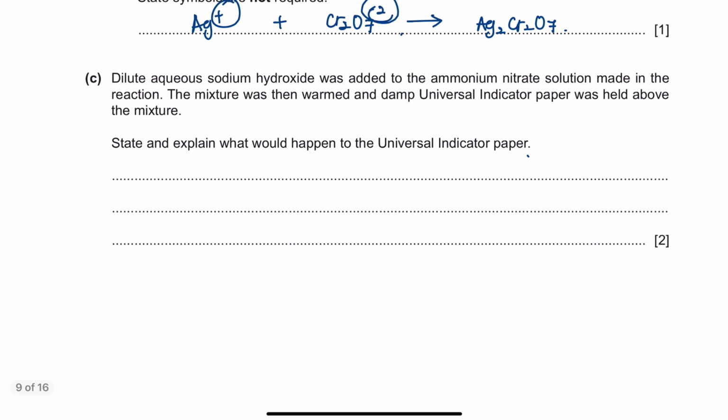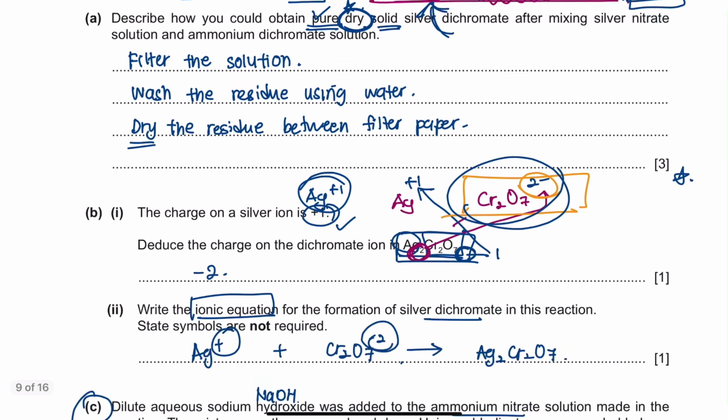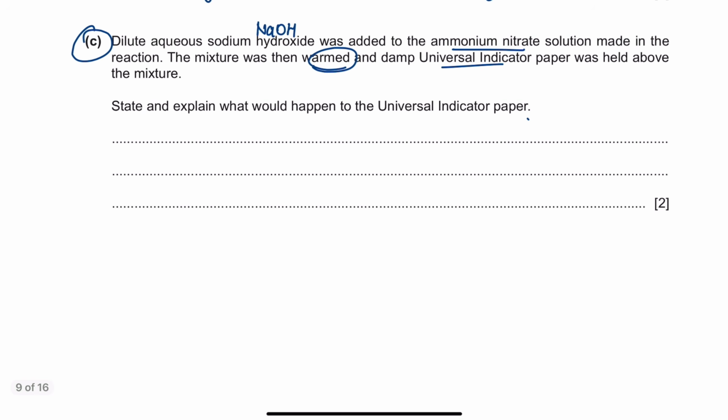Moving on to the last part of this question, C. Dilute aqueous sodium hydroxide was added to the ammonium nitrate solution which was made in the reaction. The mixture was then warmed and damp universal indicator paper was held above the mixture. State and explain what would happen to the universal indicator paper.